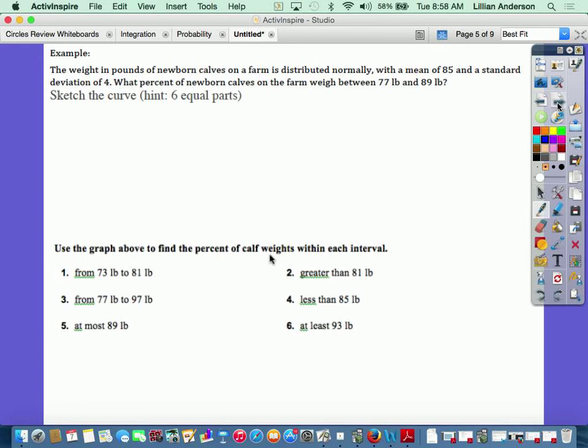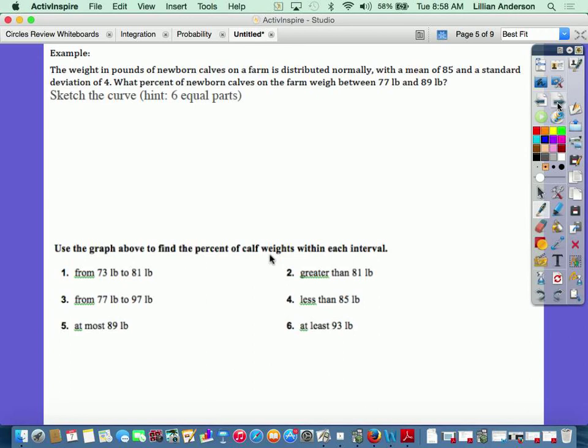It says the weight in pounds of newborn calves on a farm is distributed normally. That right there lets you know it's going to be a normal distribution curve with a mean of 85 and a standard deviation of 4. What percentage of newborn calves on the farm weigh between 77 pounds and 89 pounds? Sketch the curve. Hint, you have 6 equal parts, okay?